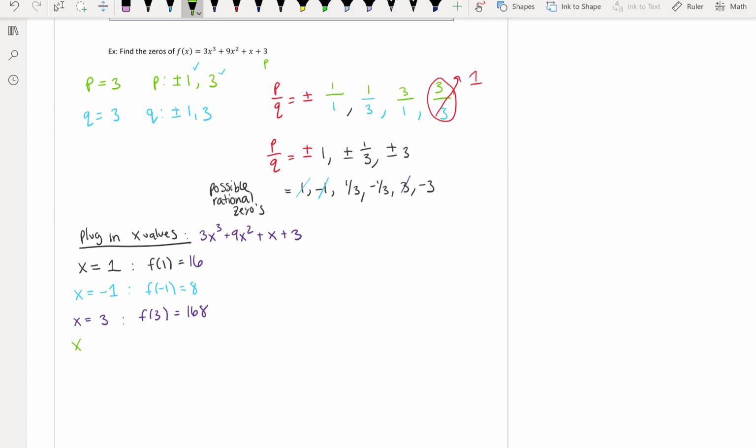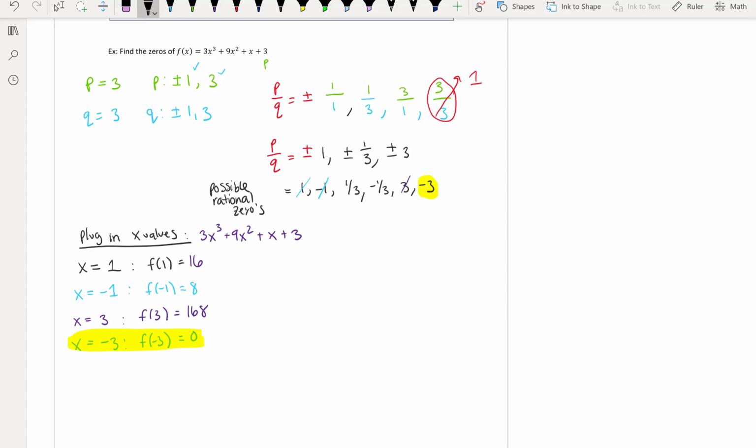So, okay, let's try x is equal to negative 3. So remember, I'm trying all of these possibilities. So let's see what f of negative 3 is going to give me. So when I plug it in, 3 times negative 3 to the 3rd power plus 9 times negative 3 squared plus negative 3 plus 3. Ooh, that's exciting. I get this to be a 0. When it says 0, that makes me happy because that means I actually found something here. So negative 3 is definitely going to be a 0.